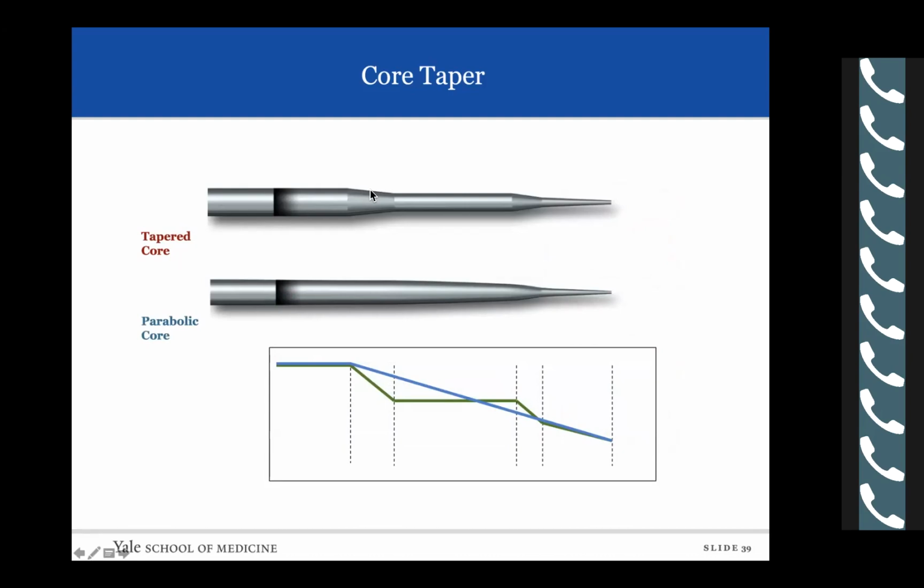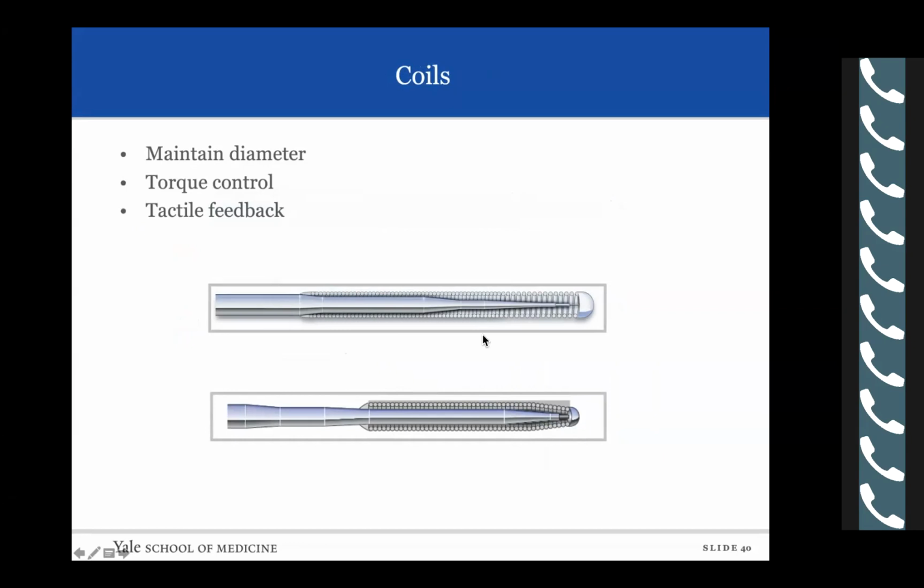And then a tapered core is one thing, a parabolic core, which I believe is on our Pilot wires mostly, is the smoothest gradual taper of all. Coils are placed on the outside of the wire to maintain the diameter, so it's uniform from tip back to the delivery portion of the wire. It also allows greater torque control of the wire depending on the coil design. And this is what gives you that tactile feedback. It gives you some increased friction on the tip of the wire so that you can sense what the wire feels like.